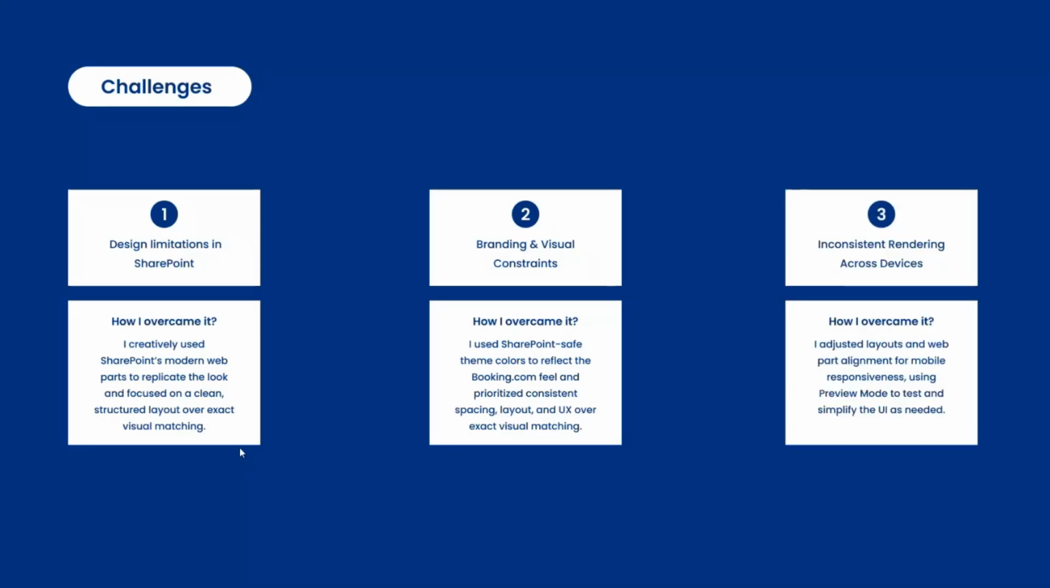The last one is inconsistent rendering across devices. As designers, we sometimes focus more on responsiveness, which in my experience wasn't smooth across desktop, tablet, and mobile. So it's really important to adjust the section layouts and web part alignment for mobile behavior. I simply used the preview mode across devices to test iteratively and simplified the mobile UI when needed.